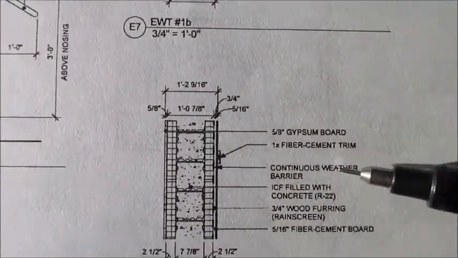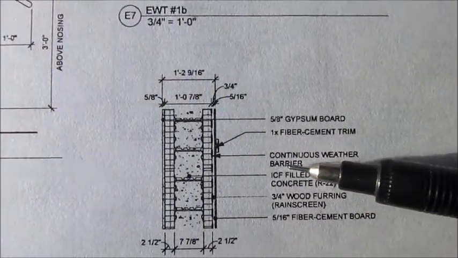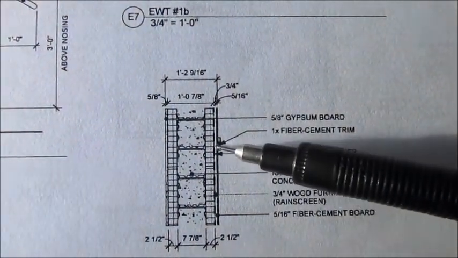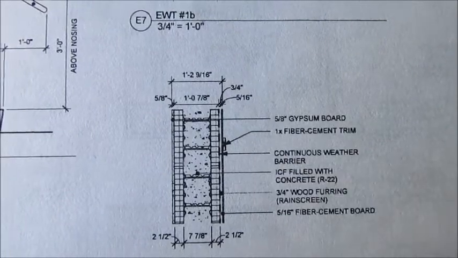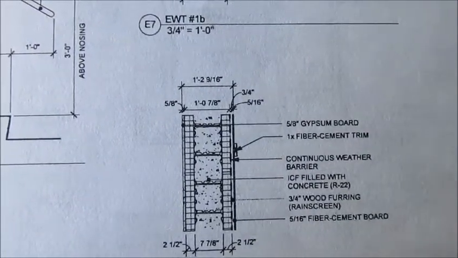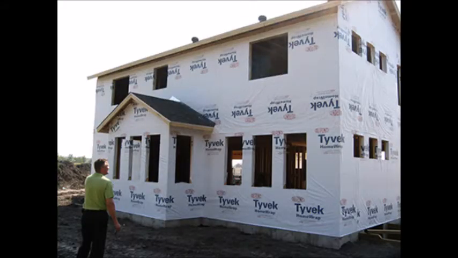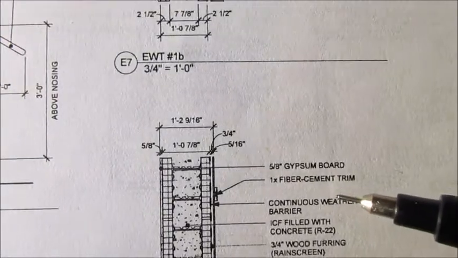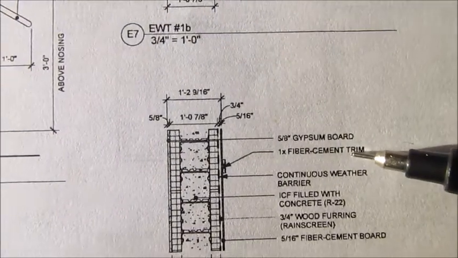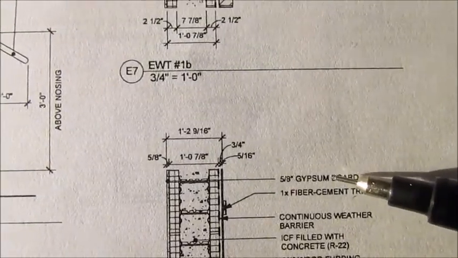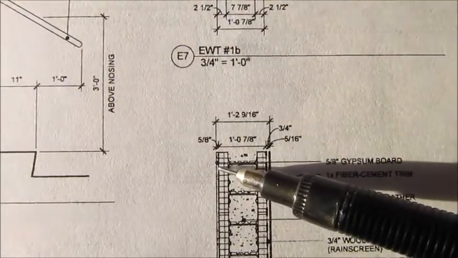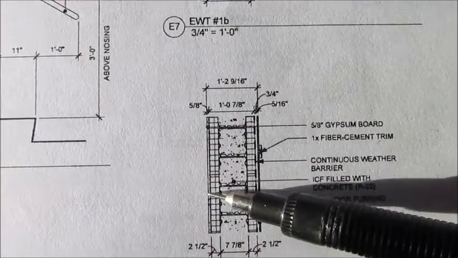If I continue up through, here's a continuous weather barrier. That continuous weather barrier refers to something like Tyvek. You'll see that on buildings. It's a white fabric that goes on the outside of a building that wraps a building. This is an example of a house wrapped in Tyvek, which is a continuous weather barrier material. You'll see that there's a trim board which breaks up the outline of our building, and then the 5/8 gypsum board goes on the very inside of the building, and that's sheetrock on the inside.